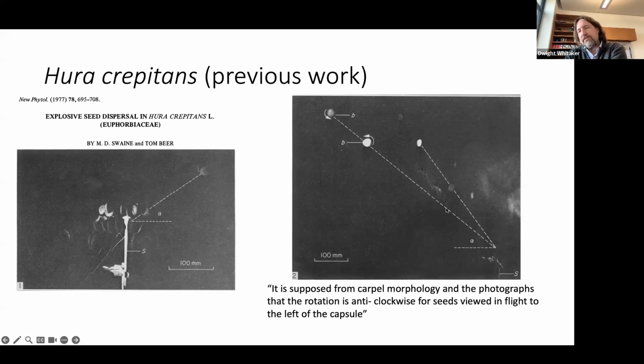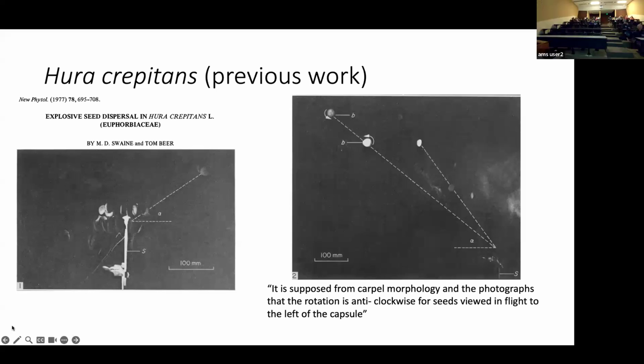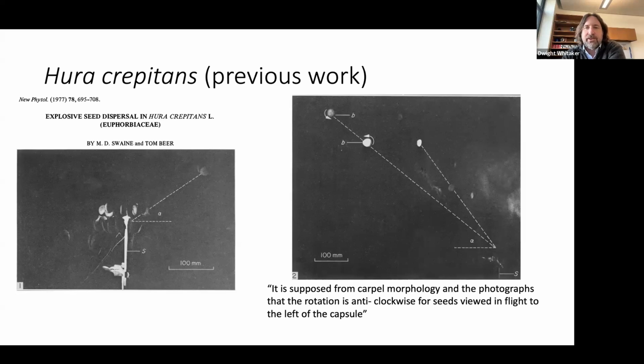Here we have a seed traveling up to the left, and you can see they've put an arrow on it showing that this seed is spinning. So they recognized that the seeds were spinning, and they inferred, in fact, if we quote them, "as supposed from carpal morphology," sorry, I need to move something here. There we go. Can you still see it? Okay. "It was supposed from carpal morphology in the photographs that the rotation is anti-clockwise," so that would mean counterclockwise here, "for seeds viewed in flight from the left of the capsule."